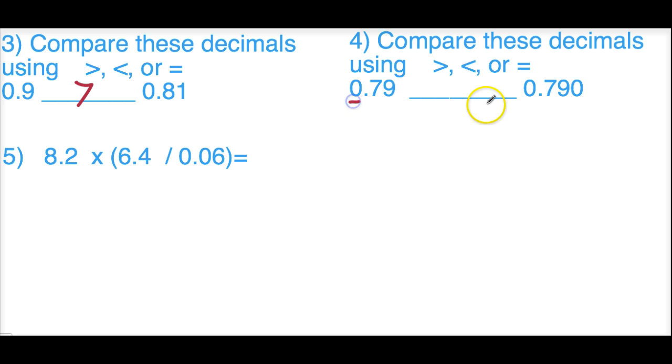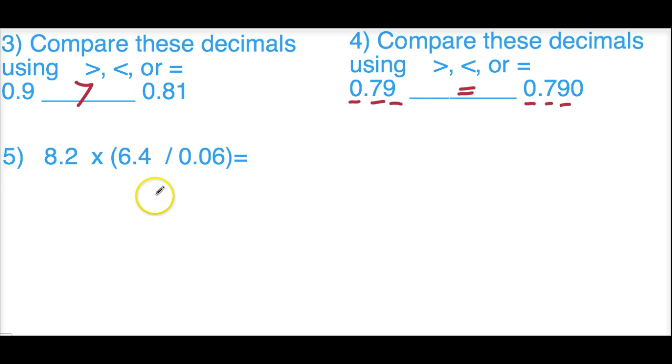So again, looking at our ones place, they're equal. Looking at our tenths place, they're equal. Our hundredths place, they're equal. And we can add as many zeros as we want on the end, they're going to be equal. So these two are equal values.